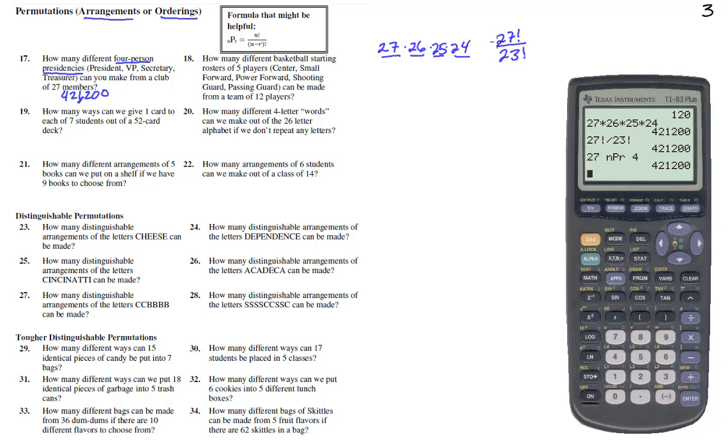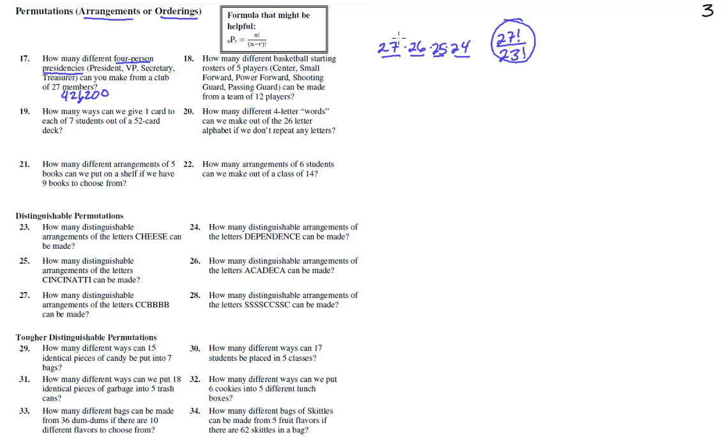So all three of them are the same, but notice that these are all going to be permutations. I'm going to enter it in here like that, even though you could use the 27 nPr 4 formula, because it's going to connect to what we're doing down here a little bit more. All right, let's keep going.